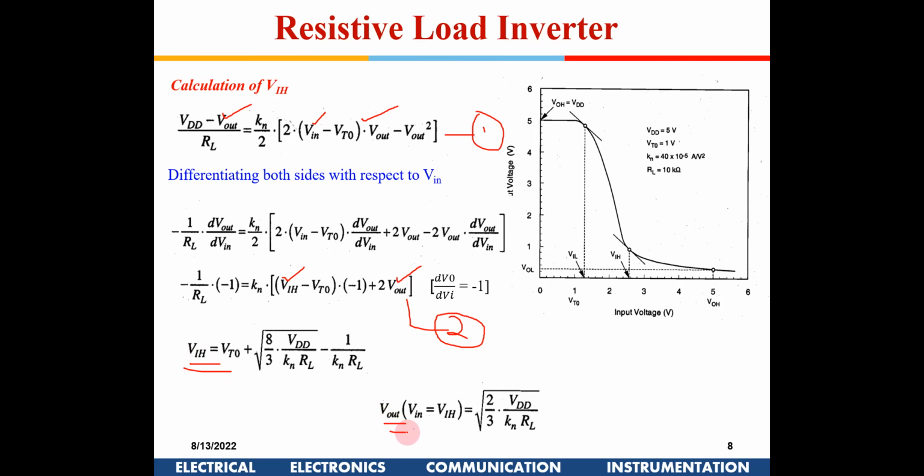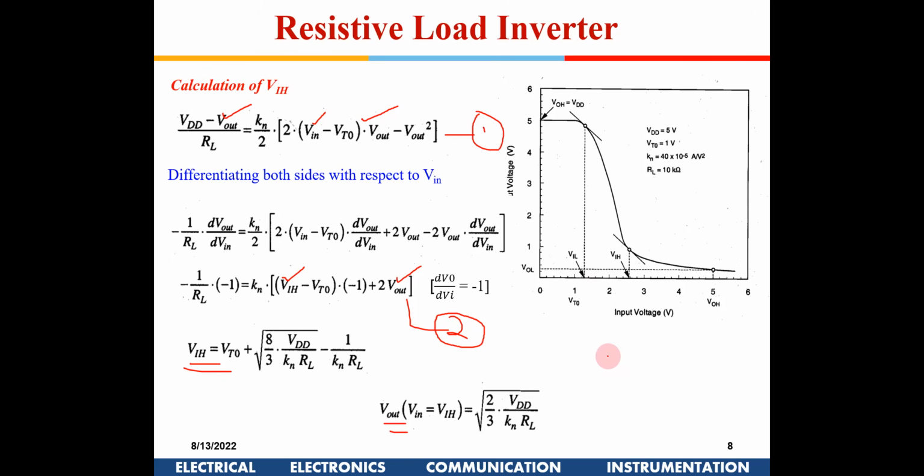What is the procedure to be adopted to find VIH? First I write the current equation. I differentiate V out with respect to V in, and I apply that condition: dV out by dV in is -1, right? Then I remove this term and put -1. I get the second equation, and I solve these two equations. So I will get the value of VIH. Okay, so this is about the resistive inverter load.